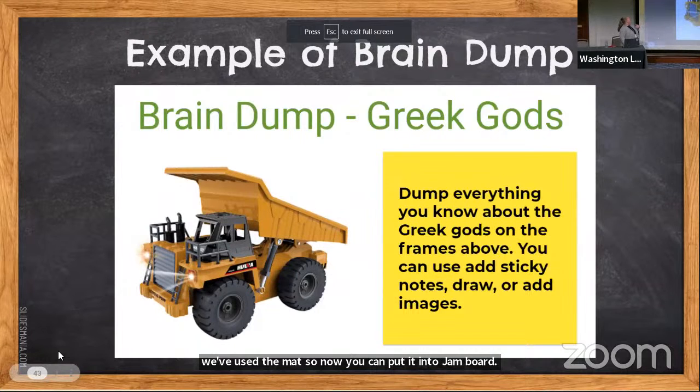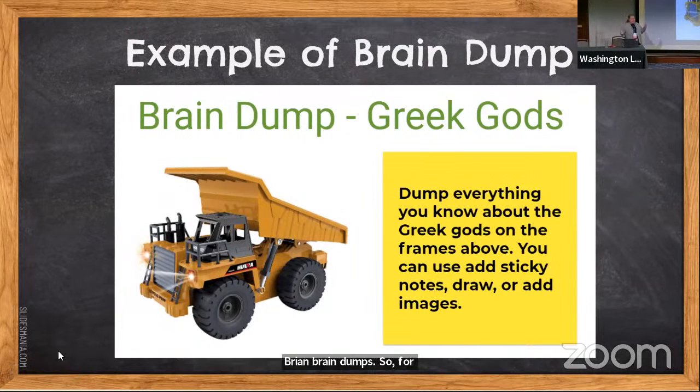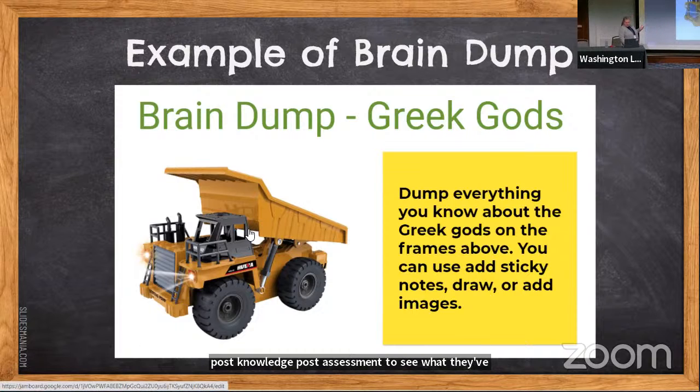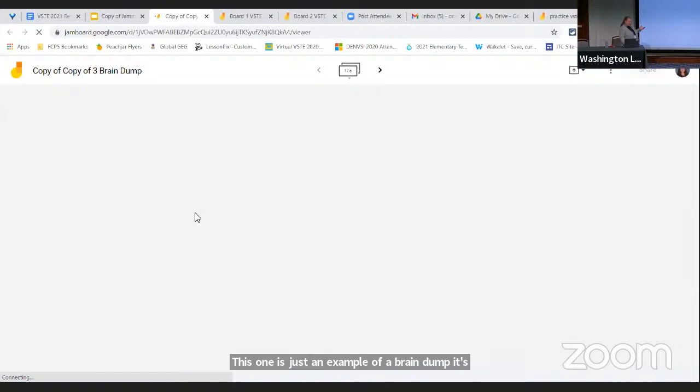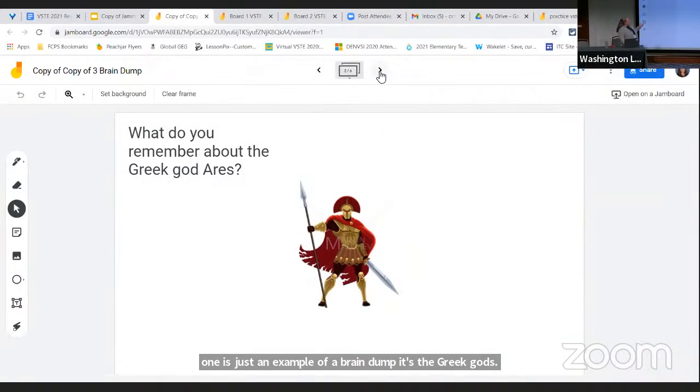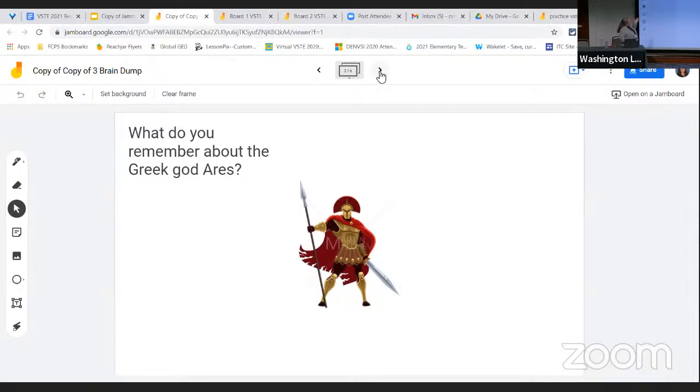Brain dumps. So if you're trying to get some information, either prior knowledge of your students or post knowledge, post assessment to see what they've learned. This one is just an example of a brain dump. It's the Greek gods. It says dump everything you know. They could add a sticky note or draw or put an image in. So it's what do you remember about the Greek god Eris?